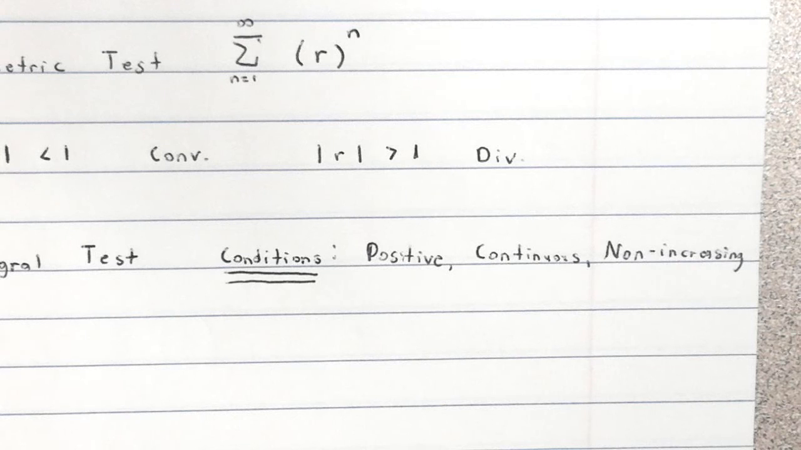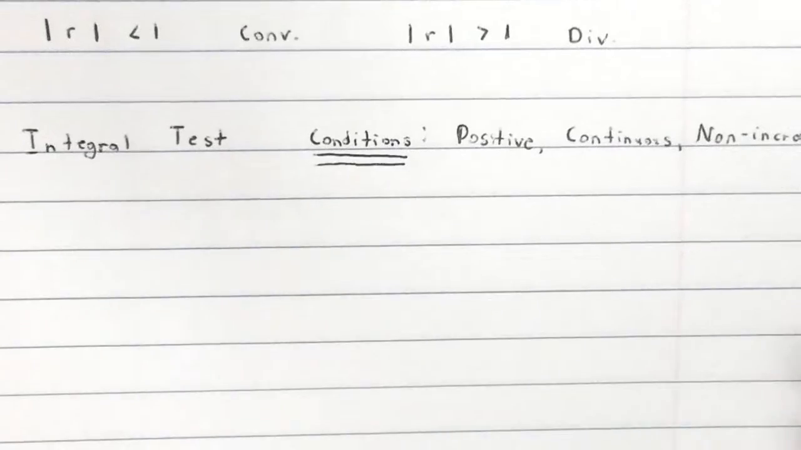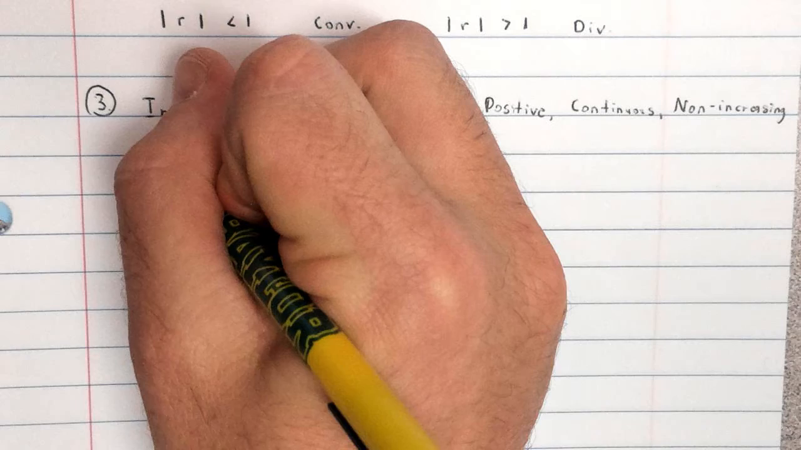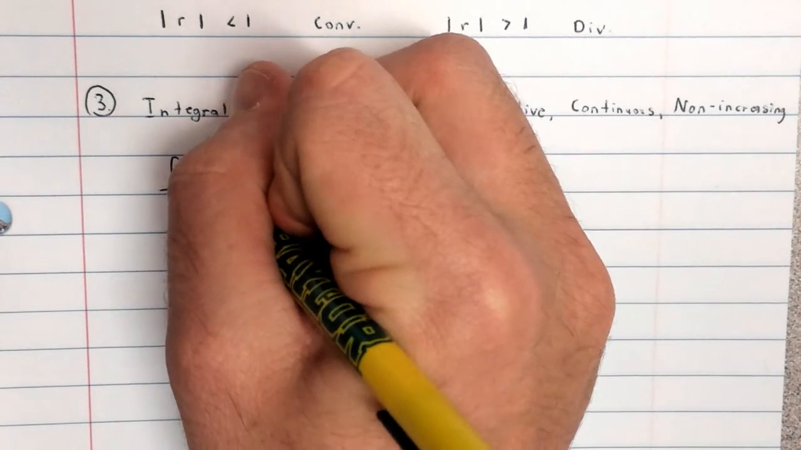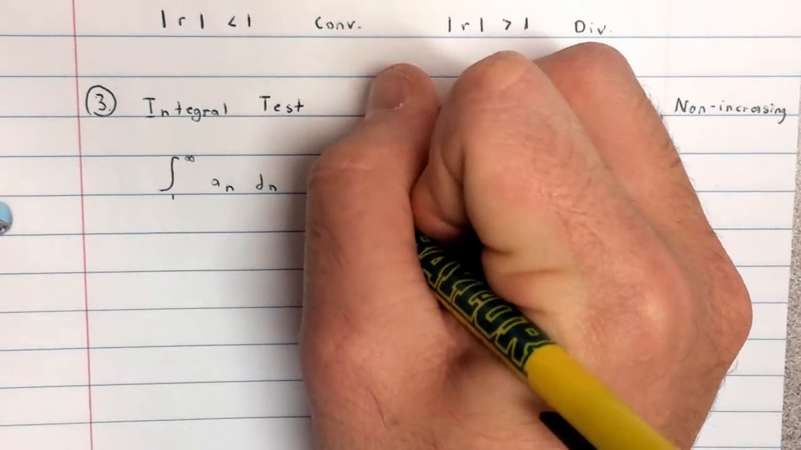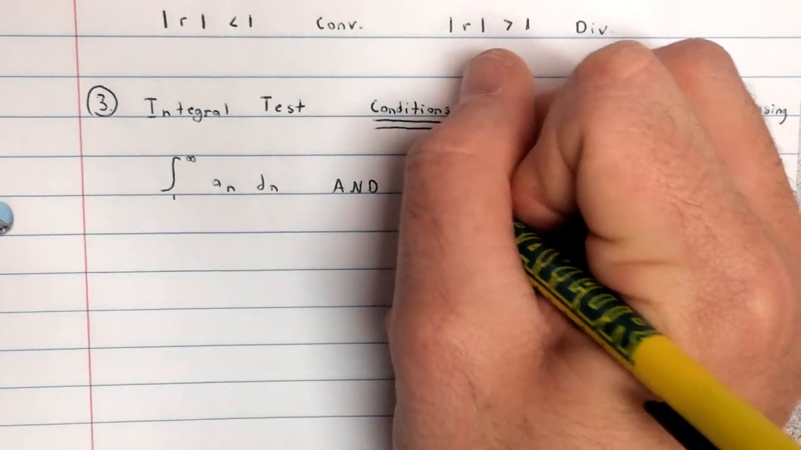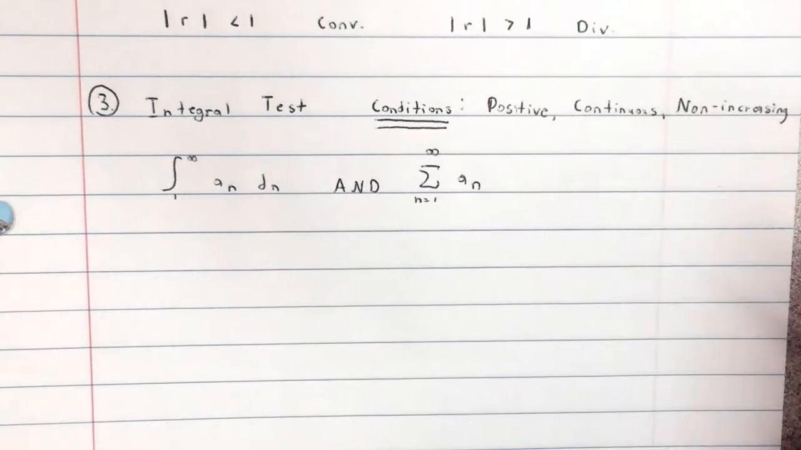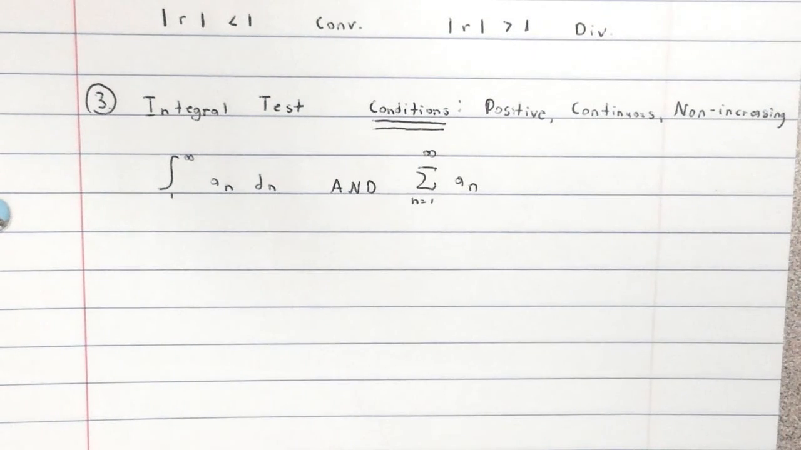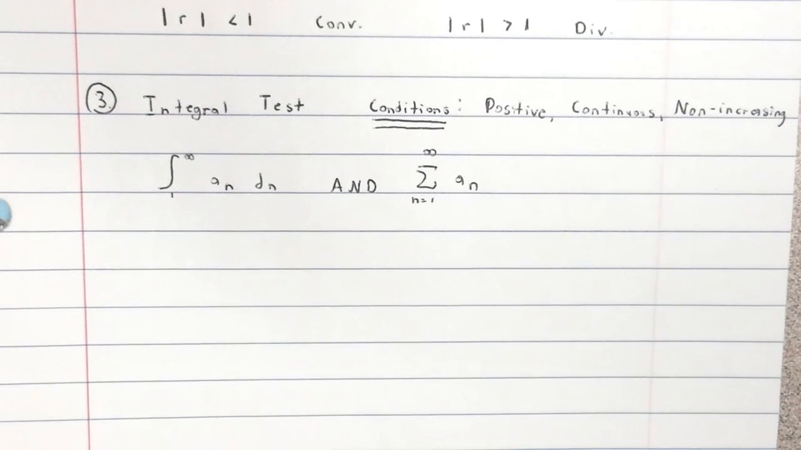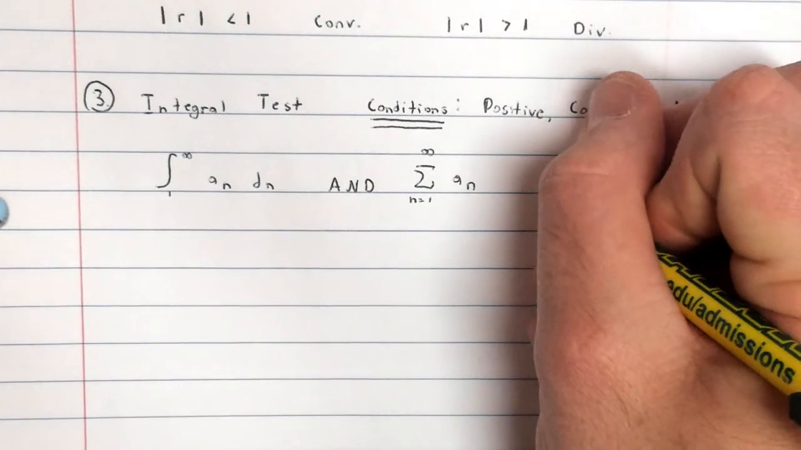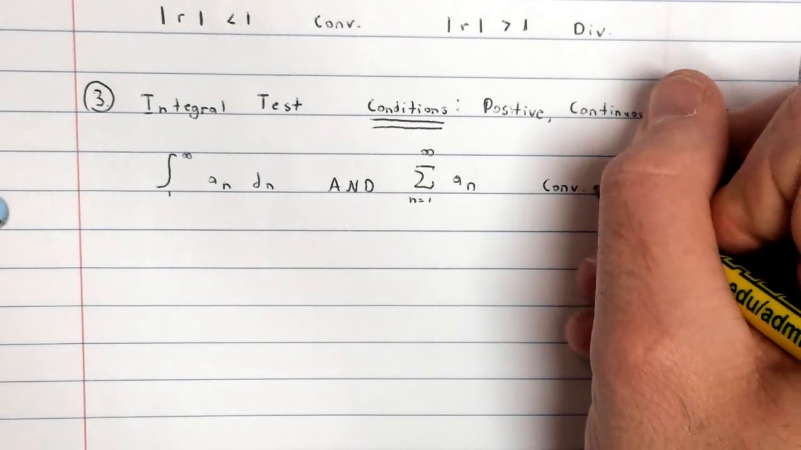If it's not those three things, I can't use my integral test. Dude, you can't even look at it. You can't even sniff at it. The integral test said, if those three things are true, then the improper integral from 1 to infinity of a sub n dn and the summation from 1 to infinity of a sub n, that the series and the integral are going to do what? Converge or diverge together. Right, they're going to do the same thing.